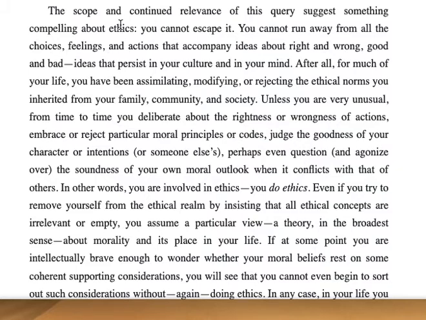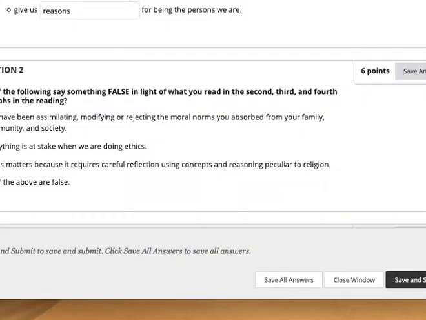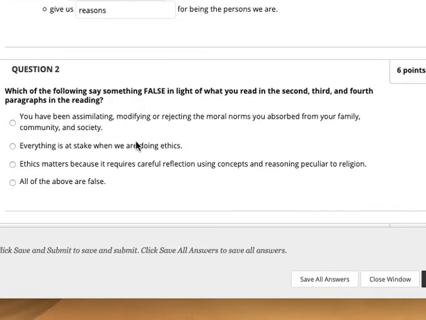And so I'm going through here, the scope and continued relevance, cannot escape it, cannot run away from it, persist in my culture and mind. After all, for much of your life, you have been assimilating, modifying, or rejecting the ethical norms you inherited from your family, community, and society. Isn't that what this says? You have been assimilating, modifying, or rejecting the moral norms you absorbed from your family, community, society? Yes, so that's true. That's not the answer for this multiple choice item. Everything is at stake when we're doing ethics.